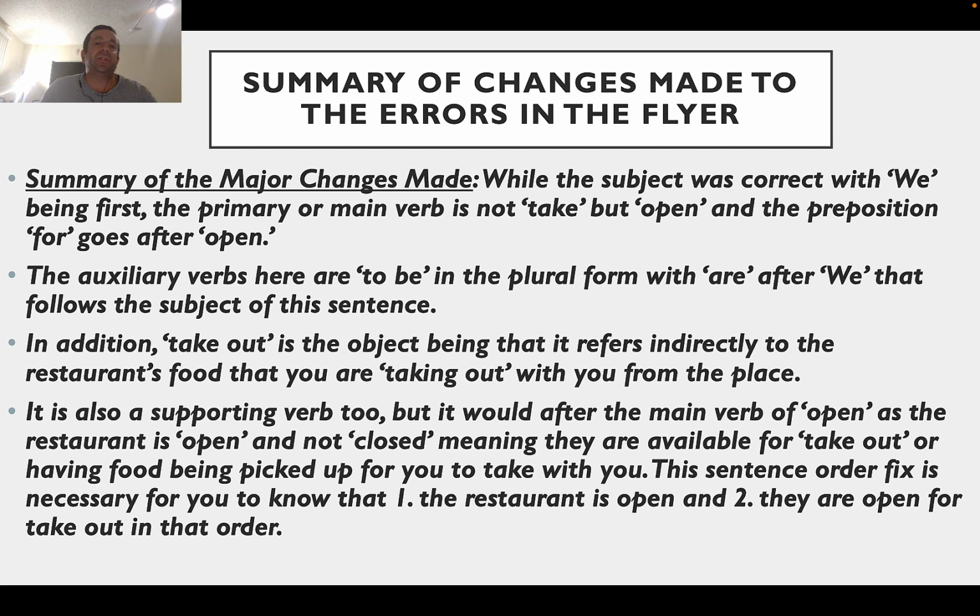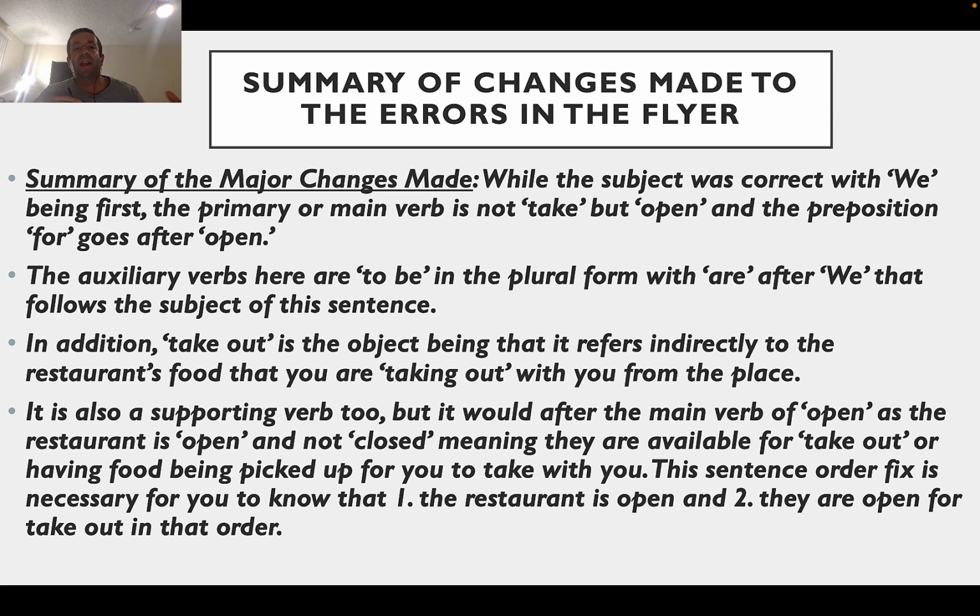So, a summary of the major changes that I made, a few more notes about the errors in the flyer. While the subject of "we" was correct, that it was first, the primary or main verb after is not "take," not "we are take," but "we are open," and the preposition, as I mentioned, "for" goes after "open." The auxiliary verbs here, or if it makes it easier, the supporting verbs here are "to be" in the plural form with "are" after "we," that follows the subject of this sentence.